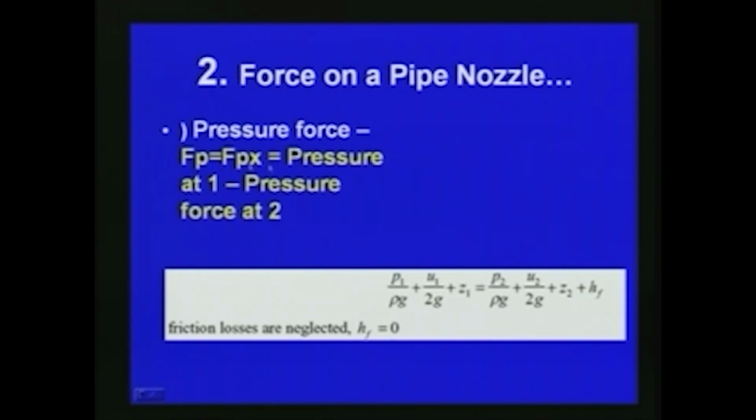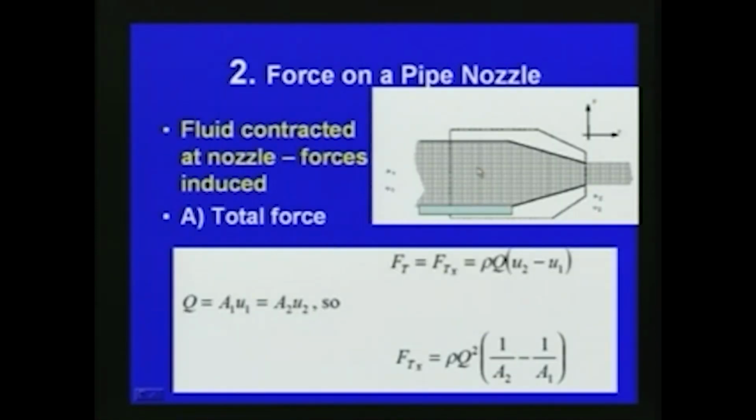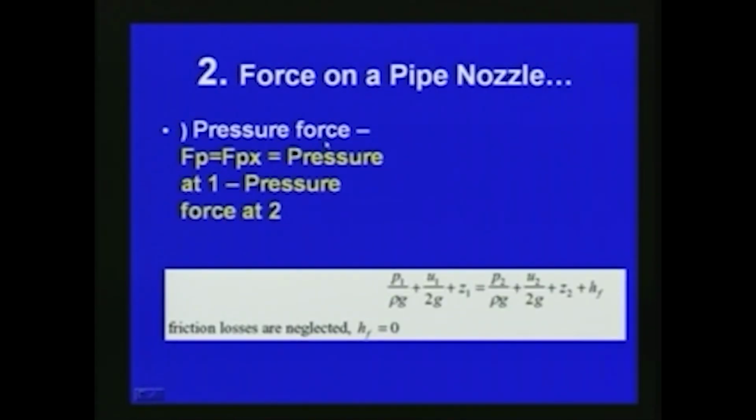So, the pressure force F_p in the x direction is F_px, that is the pressure force at section 1 minus the pressure force at section 2. So, this is section 1, and here is section 2. The effective pressure force is equal to the pressure force at section 1 minus the pressure force at section 2.